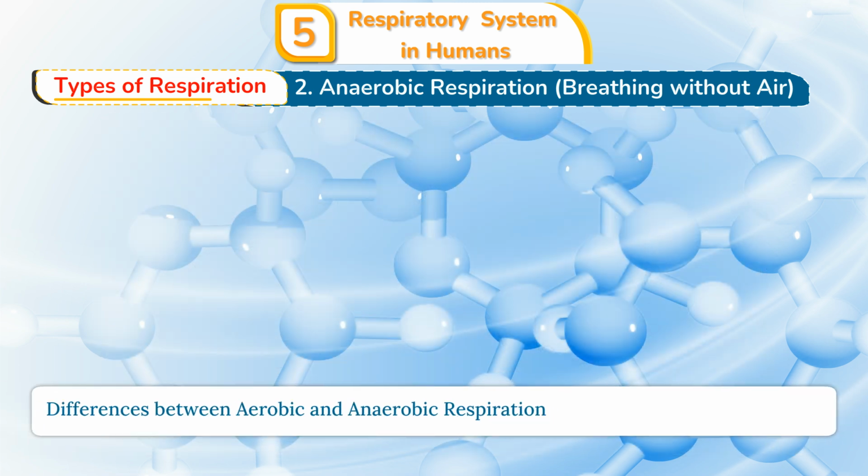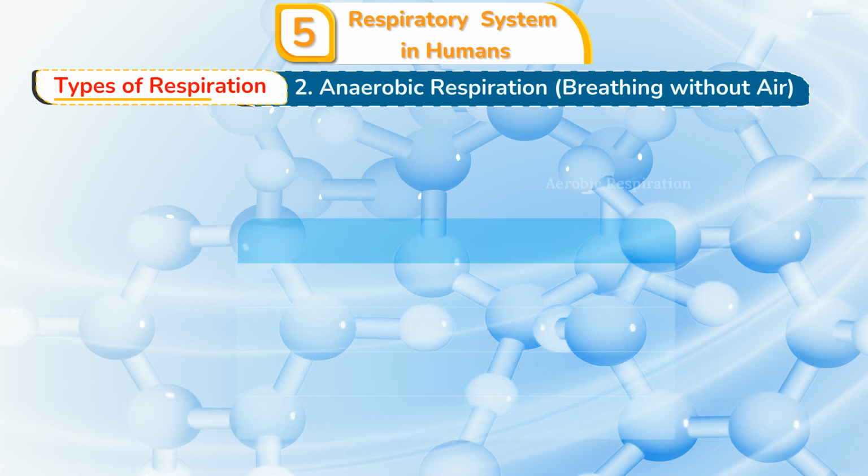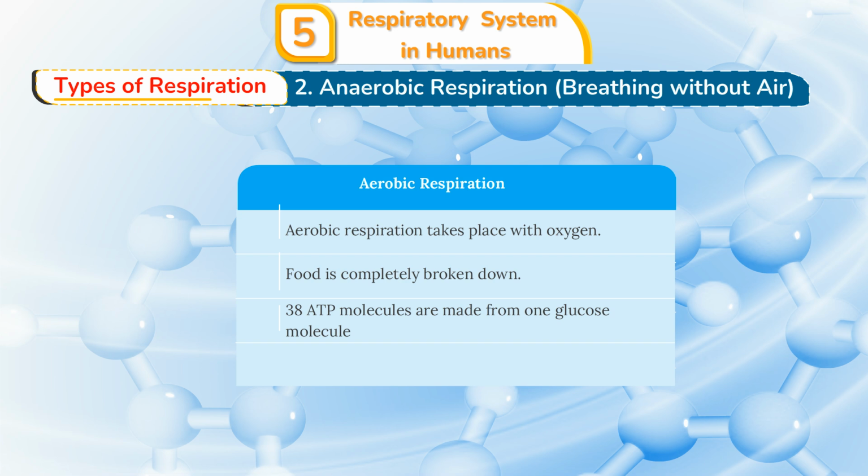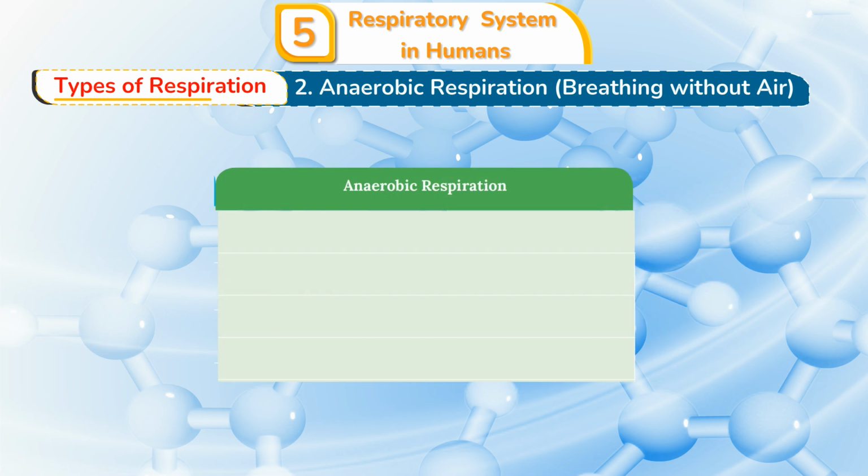Differences between aerobic and anaerobic respiration. Aerobic respiration takes place with oxygen. Food is completely broken down. 38 ATP molecules are made from one glucose molecule. End products are carbon dioxide, CO2, and water, H2O.